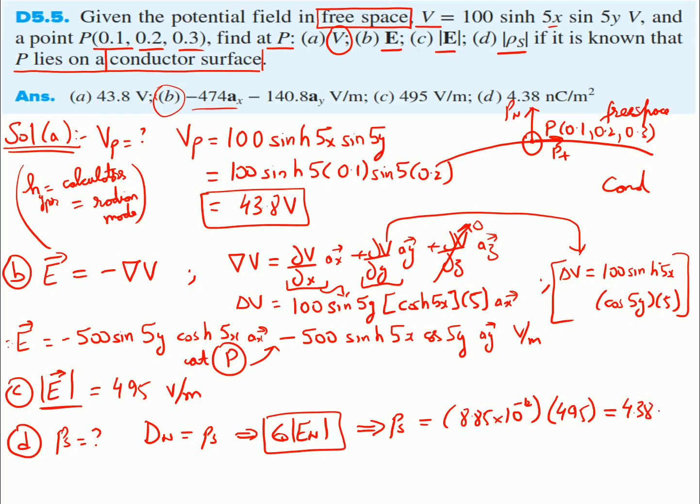So your answer will be 4.38 nanocoulomb per meter square. This is the solution to the final part of this problem, and here in part D we have utilized the boundary conditions, which is very easy to use. Again, keep in mind that the normal components will exist, and the tangential components for the conductor boundary condition will always be equal to 0.